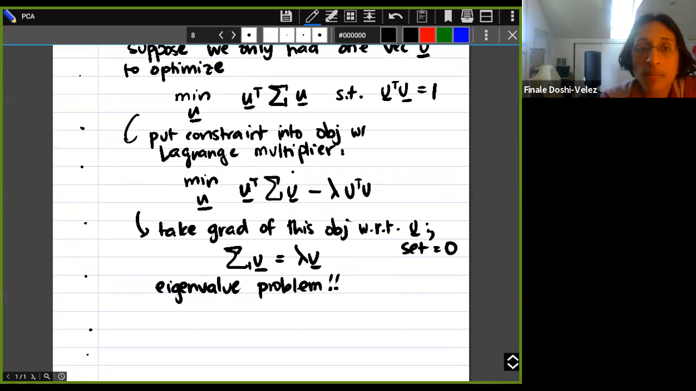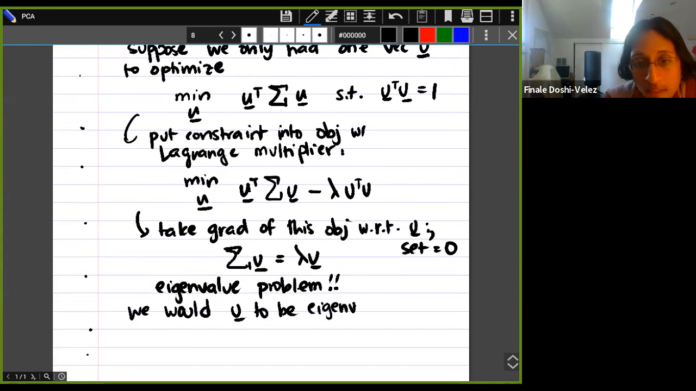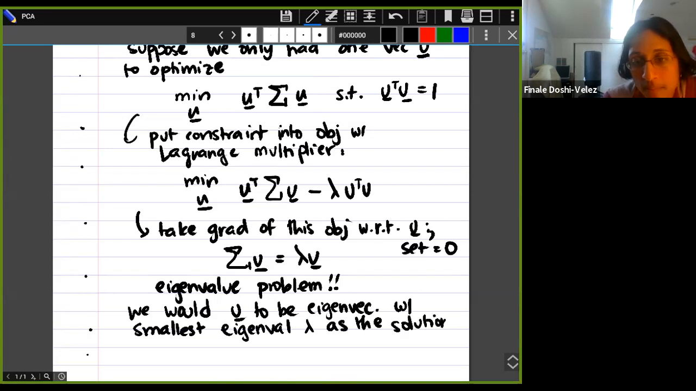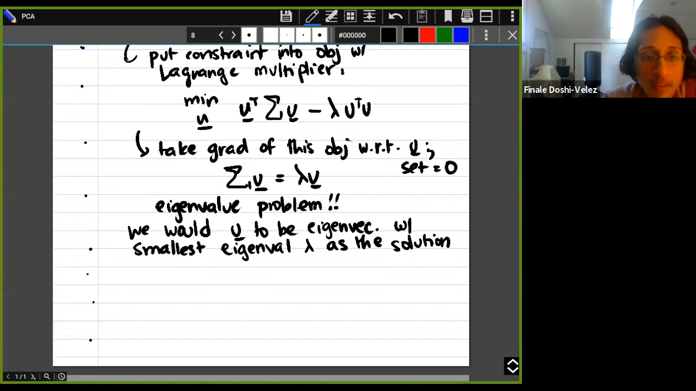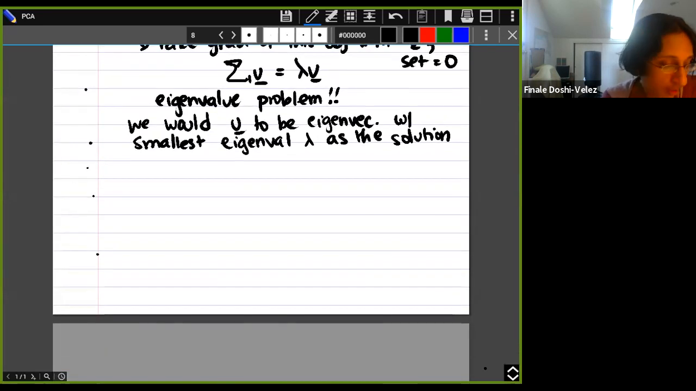And in particular, if we were trying to minimize over here, then what would we choose? We would choose u to be the eigenvector with smallest eigenvalue lambda as the solution to this particular problem. So back to the main problem.